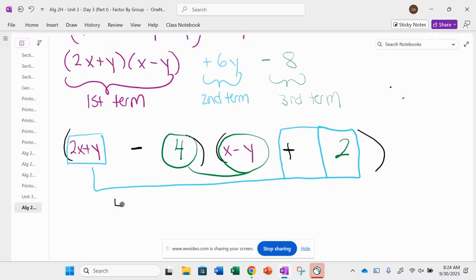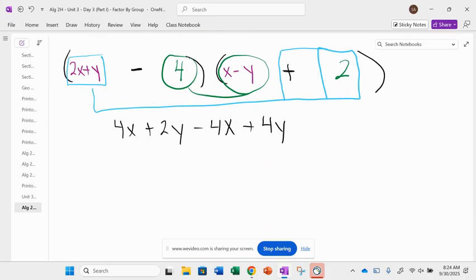2x plus y times a positive 2 is a 4x and a 2y. Negative 4 times x is a negative 4x. Negative 4 times a negative y is a positive 4y. Does this now work out? Yes. So we end up with 2x plus y minus 4 and x minus y plus 2.